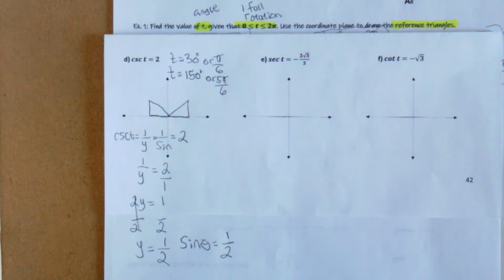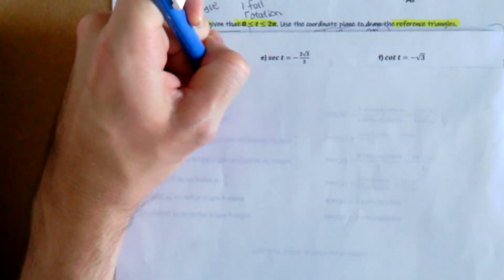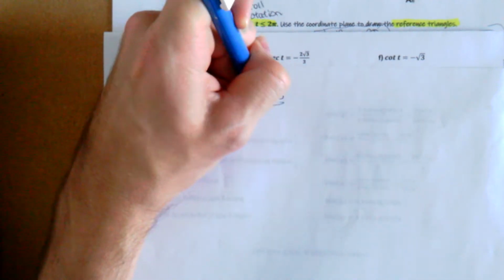Before we get started, I'm going to rewrite the problem on a separate sheet of paper because I know I'm going to run out of space if I don't. So: secant t equals -2 square root of 3 over 3.